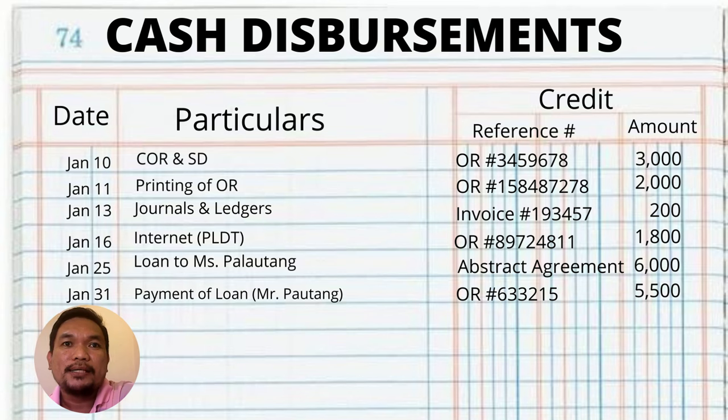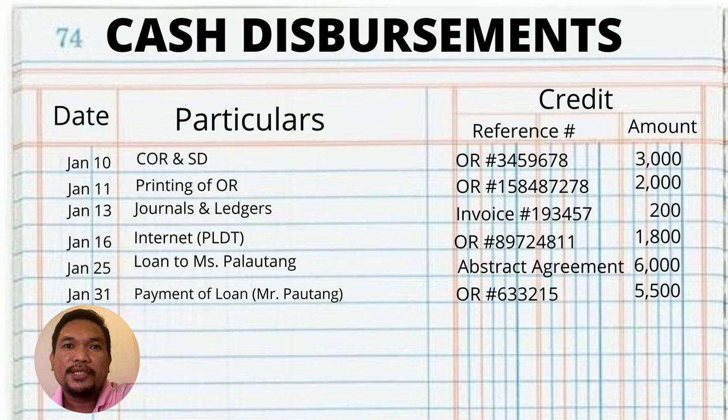Yung perang lumabas. Okay? Like for example, January 10, of course, we paid for COR and SD, and then mayroong OR. Okay? If you paid your COR in the bank, pwede mo rin ilagay yung deposit slip number. Okay? For notarization, lagay mo yung OR number. Alright? So in our example, that's 3,000. In January 11, nagbayad tayo ng printing of OR. Of course, doon sa accredited printer, mag-i-issue din sila ng official receipt, okay, to you. So, ilagay mo yun as reference. In our example, that's 2,000 pesos.